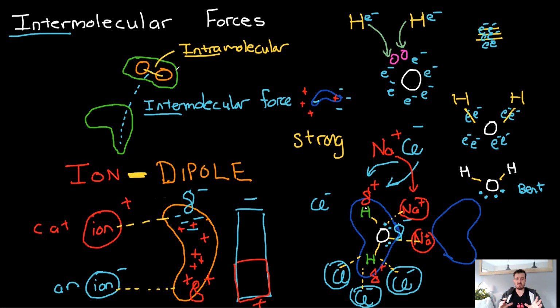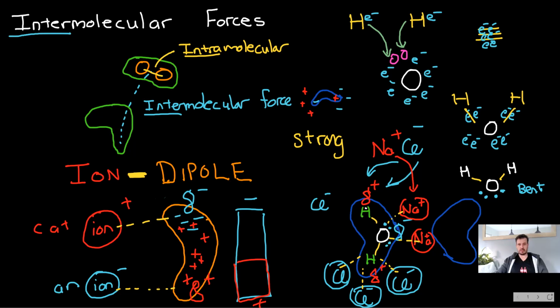So an ion dipole is an ion, which is positive or negative, and a dipole molecule, which is a molecule that has a positive and a negative end. So it's dipolar. Okay, so it's a strong bond because the ion is always positive or negative, and the dipole has this permanent pole. Okay, now let's go to the next one.